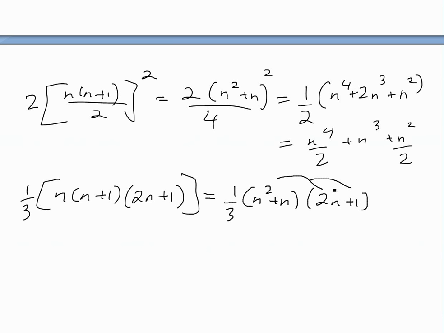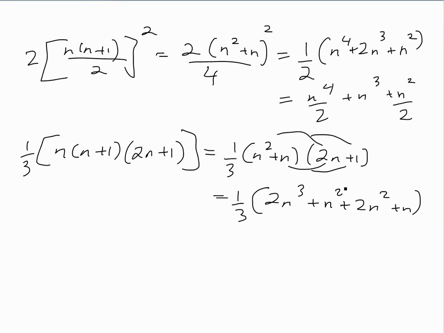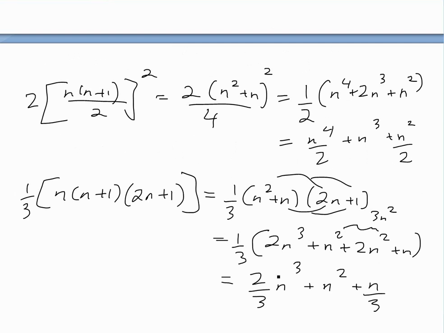So now we FOIL method this out, multiply this by this, and this by this. We get 1 over 3. This is going to be now 2n cubed plus this part right here. So then n squared times that. Now we have an n times 2n squared and plus n, last part. And these two just add up to 3n squared. So now we divide the 3 out, we'll get 2 over 3 n cubed plus the 3's will cancel, just n squared, and then plus n divided by 3.